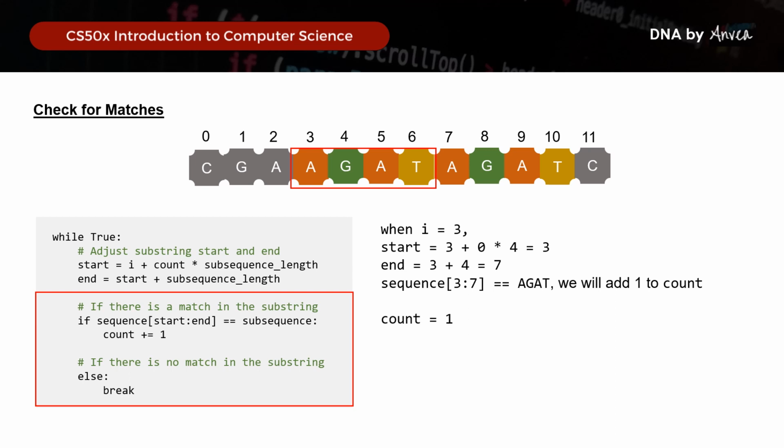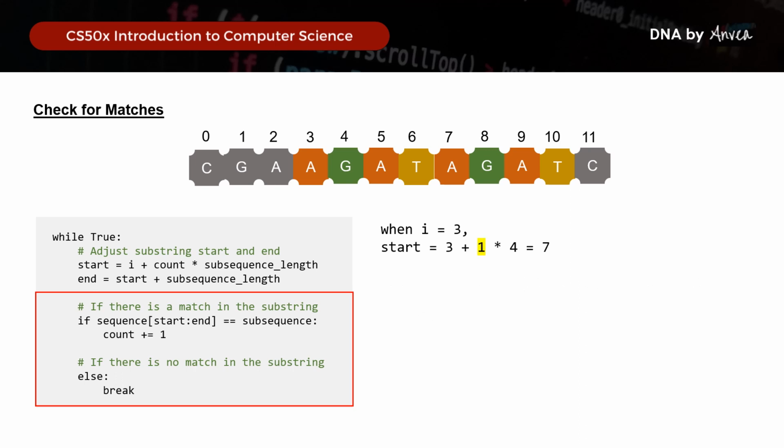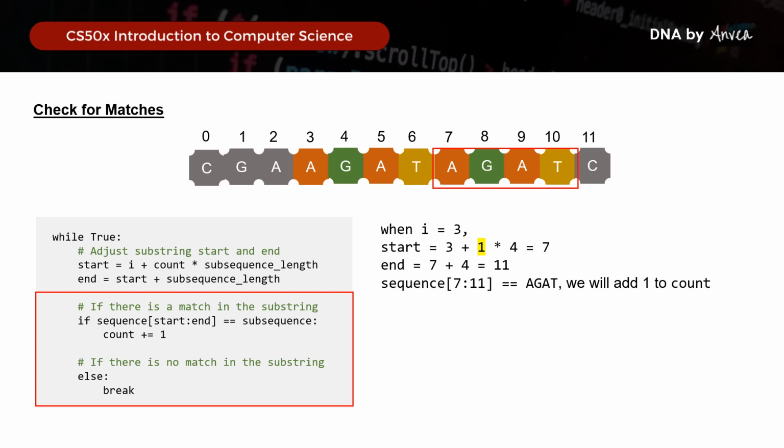And as i is still equal to 3, start equals i, which is 3, plus count times subsequence length, where count is now 1. So now start will be equal to 7 and end equal to 11. So sequence 7 to 11 equals AGAT again, so we'll add another 1 to count. Currently your value of count equals 2, so that means you've actually found 2 consecutive repeats of the STR AGAT that we're looking for.